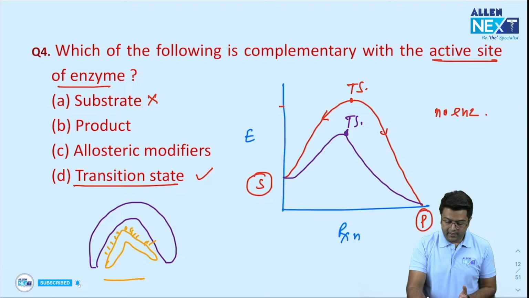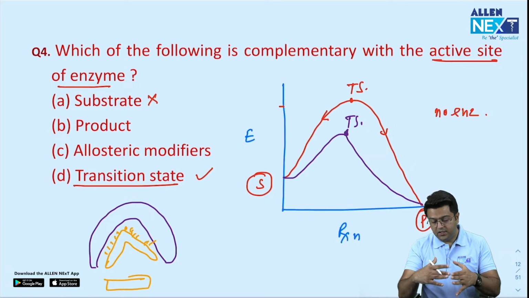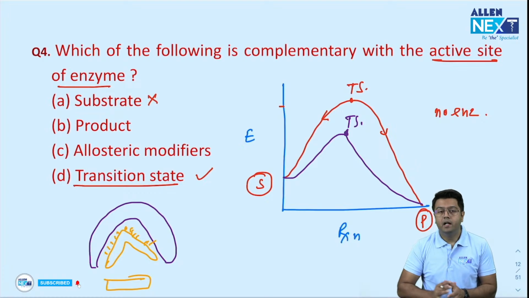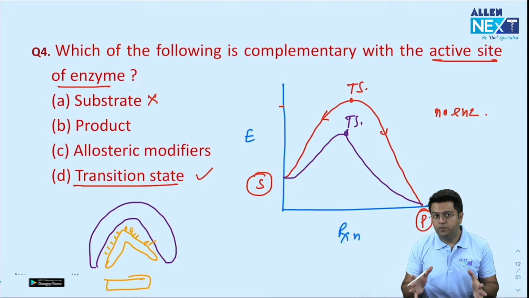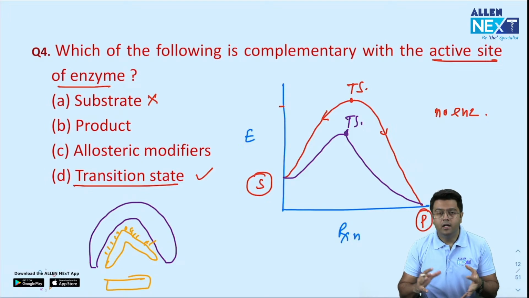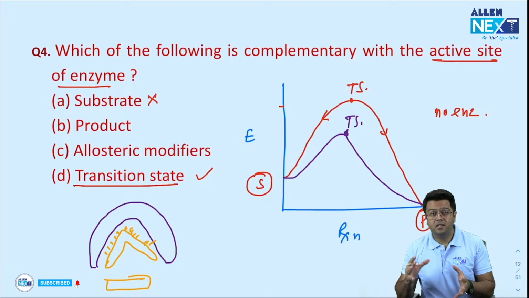See, the substrate was like this only. It was not able to correctly bind or interact with the active site. But when the transition state is formed, it is able to interact completely with the active site, and it makes some non-covalent bonds. What are the non-covalent bonds? Like van der Waals and hydrogen bonds. When these bonds are formed, they release energy, and this energy released is called the binding energy.